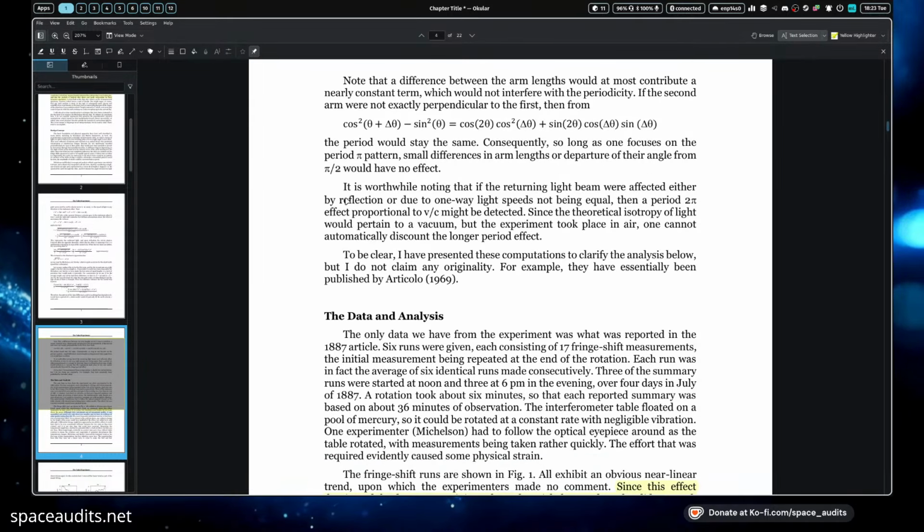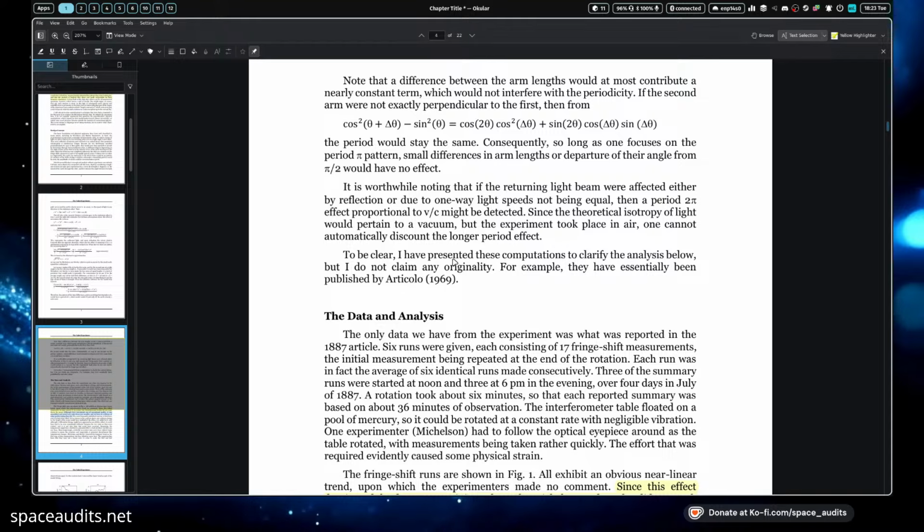So that's actually what they measured. Since the theoretical isotropy of light would pertain to a vacuum, but the experiment took place in air, one cannot automatically discount the longer period effect.